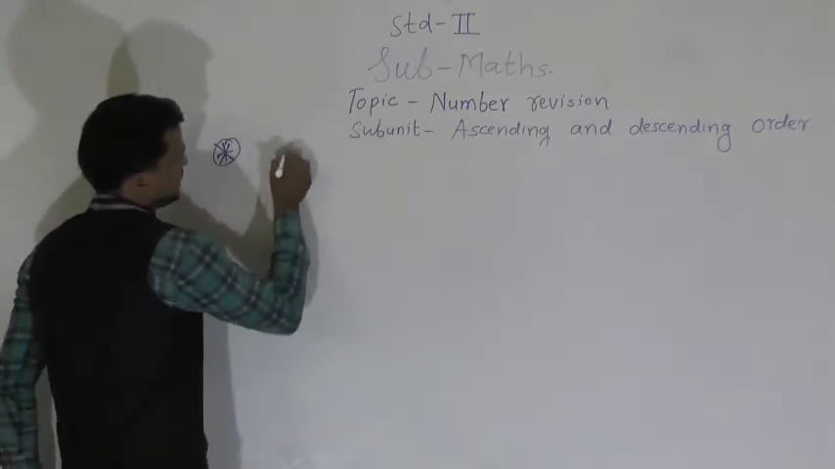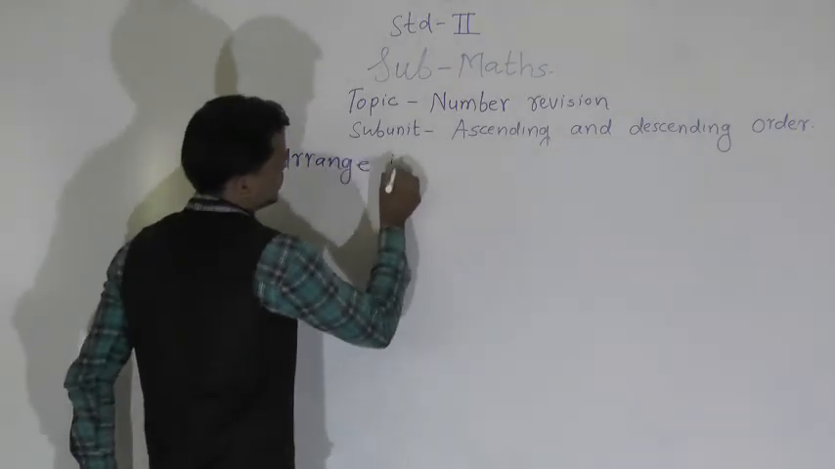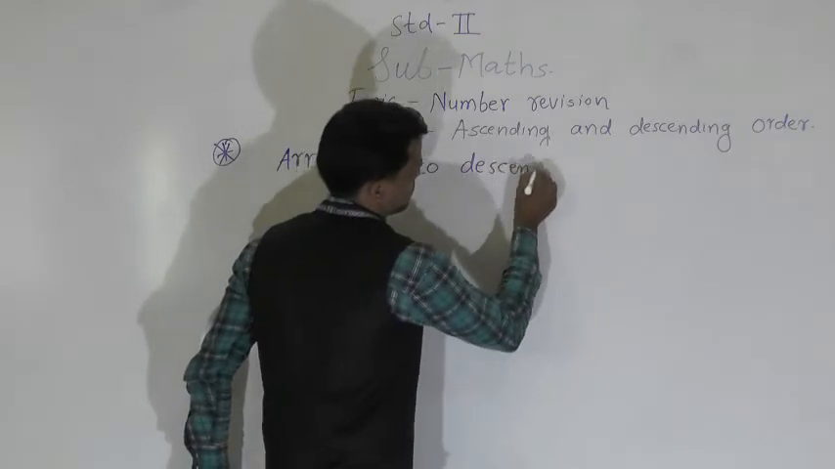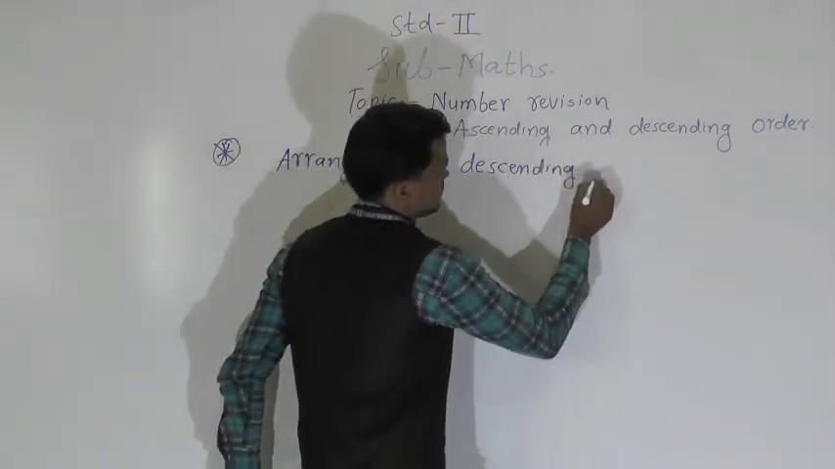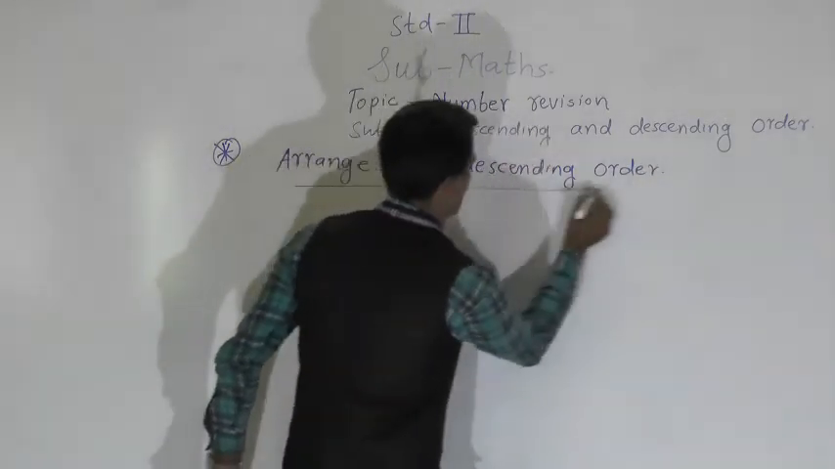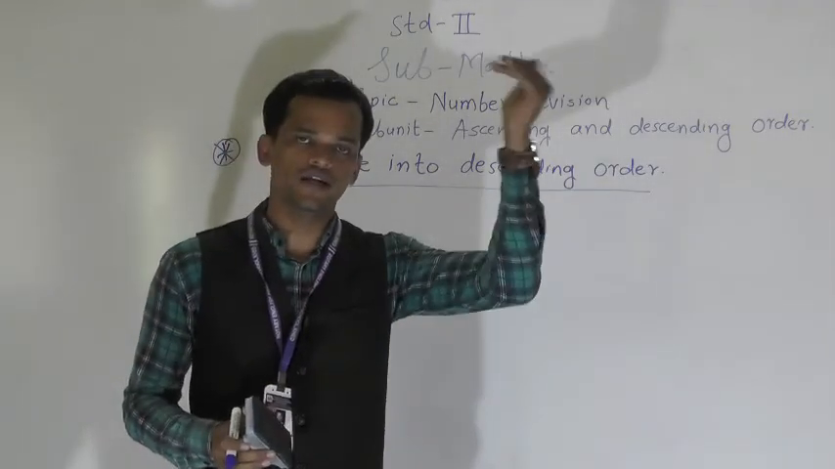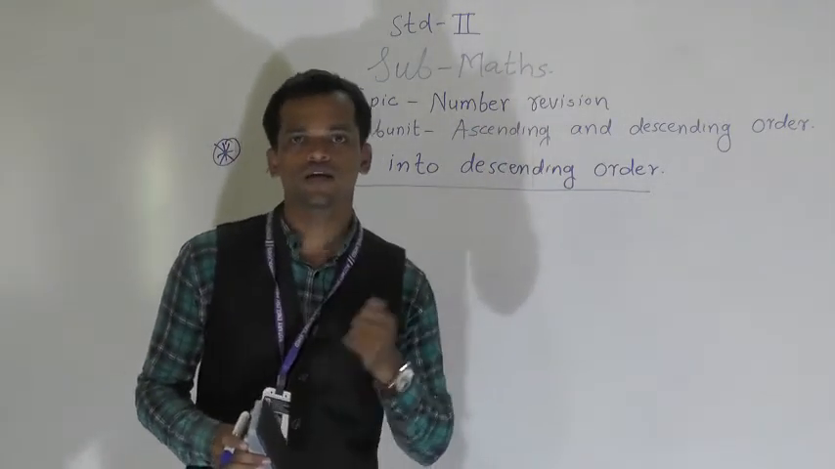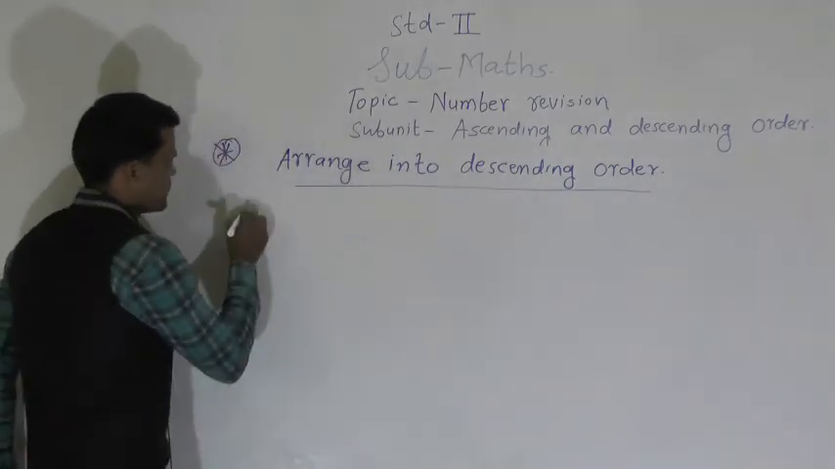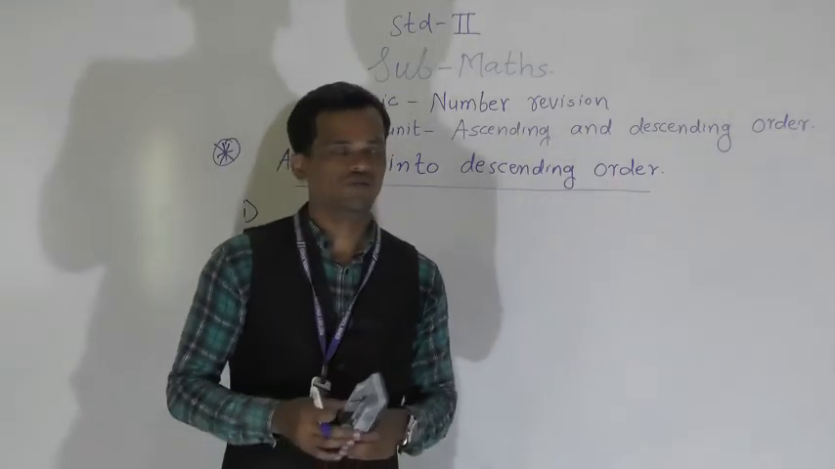The instruction is to arrange into descending order. So what is meant by descending order? If the numbers are arranged from greatest number to smallest number, that order is descending order. Now we will see one example so you will understand properly.